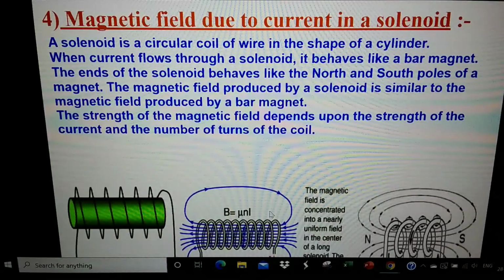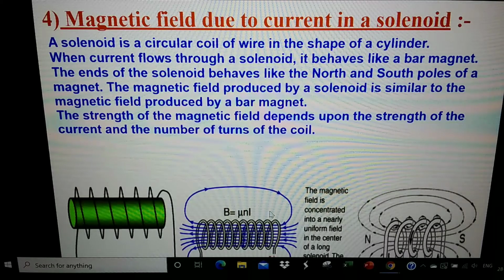Magnetic field due to current in a solenoid. A solenoid is a circular coil of wire in the shape of a cylinder. When current flows through a solenoid, it behaves like a bar magnet. The ends of the solenoid behave like the north and south poles of a magnet. The magnetic field produced by a solenoid is similar to the magnetic field produced by a bar magnet.